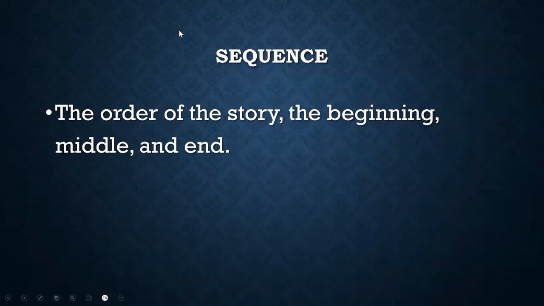A sequence means the beginning, middle, and end of the story. When you make a sequence, which you're going to do on the Georgia Milestones probably, you tell what happens in order. You can't have the end before the beginning, and you can't have the beginning after the end. That doesn't make sense. You have to have first, then, next, and last. Those are the points of the sequence.